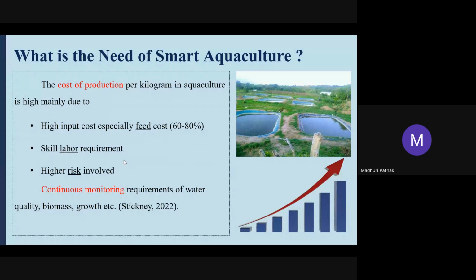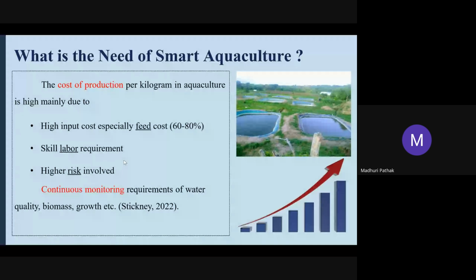Then there is the skilled labor requirement. You need skilled labor for stocking, for feeding of the fish, for sampling of the fish, and ultimately for the harvesting of the fish. And then high risk is involved because you are stocking fish underwater. You don't know how they are growing. You don't know whether any disease is spread inside the pond.